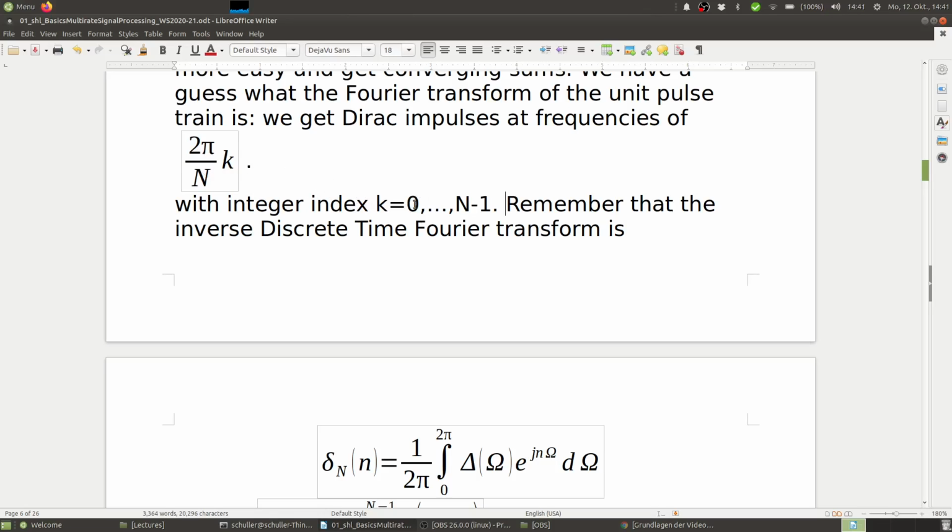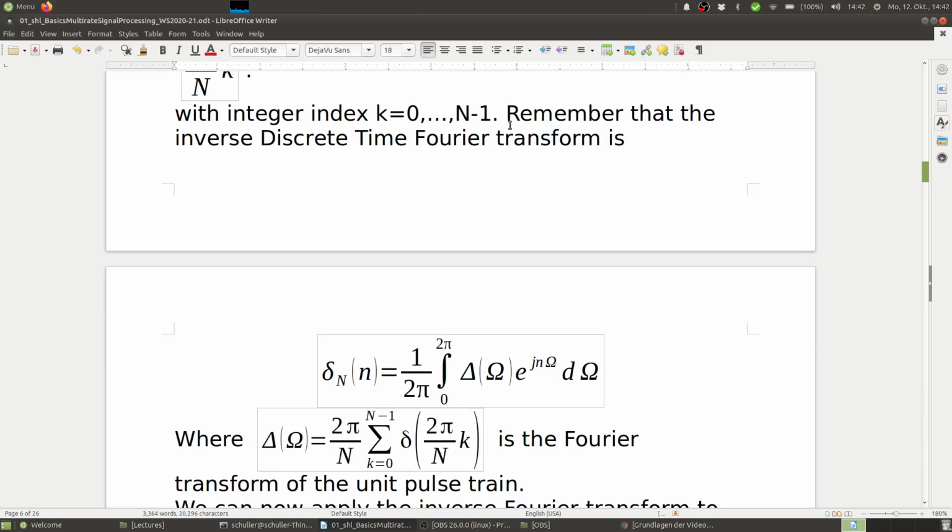We also have a 0, which represents a DC component, right? And we get a DC component because this unit pulse train has all positive values, so the average of all of them will be positive.